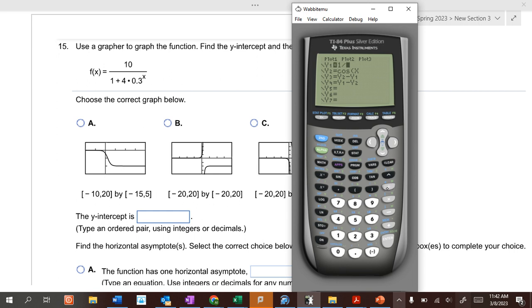All right, so if I go 10 divided by, and then you have to use parentheses to put the whole denominator in, 1 plus 4 times 0.3 raised to the x power. If I graph it, I'm not seeing a lot because they say their window goes from negative 10 to 20, and negative 15 to 5. I graph it now.